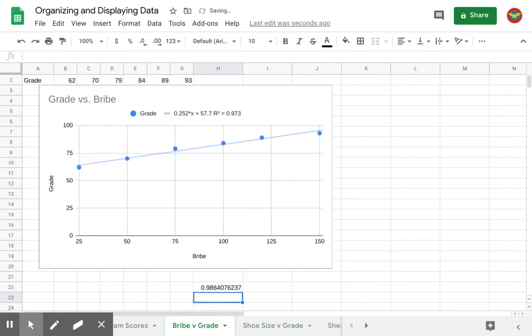Okay, there's my R value. So that would be R. So there's my R value. Either way you look at it, it's a really nice correlation.